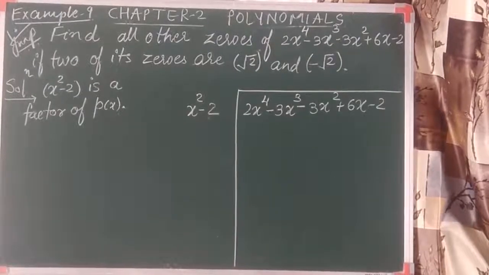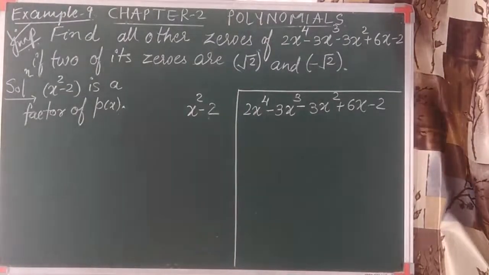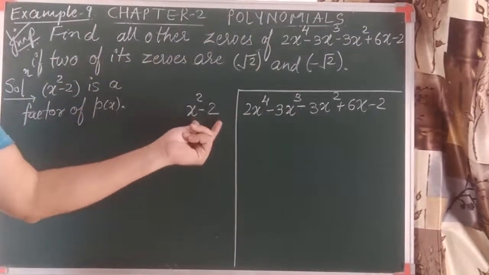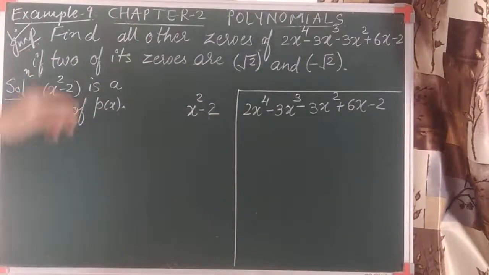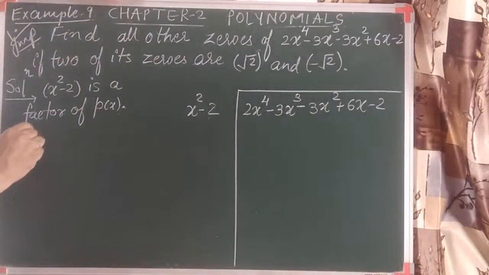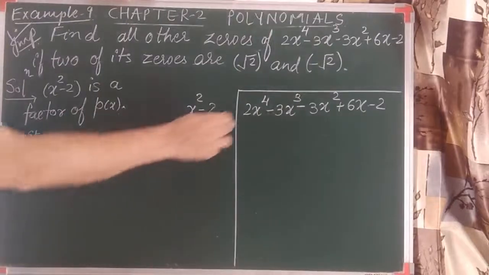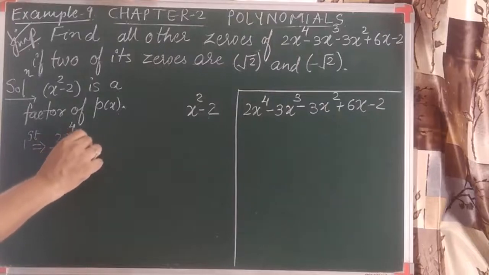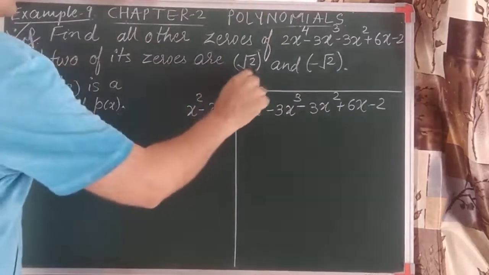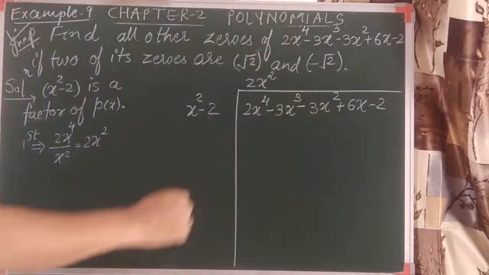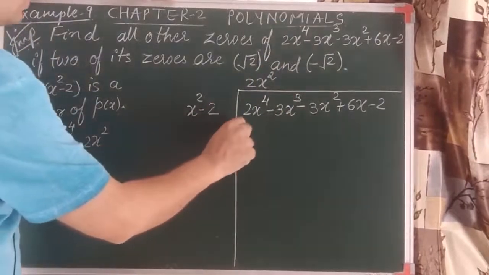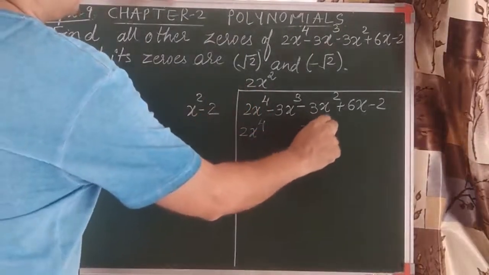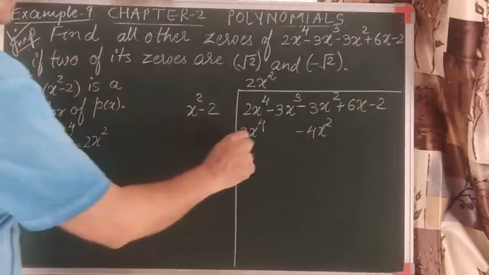Let us continue. As we have written, x square minus 2 is a factor of the given polynomial. So when I divide this polynomial by x square minus 2, I must obtain 0 as a remainder. This is the long division method sum. As usual, let's obtain the first quotient by dividing the first term of the dividend by the first term of the divisor. The answer is 2x square. So 2x square is multiplied again with both the terms. So it is 2x to the 4 minus 4x square. Remember, like terms below like terms. Sign has to be changed.